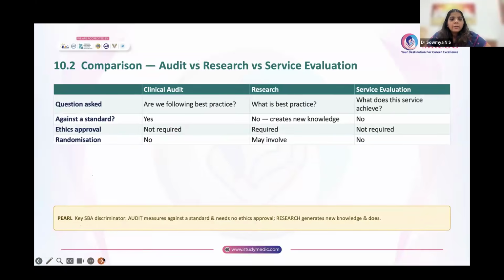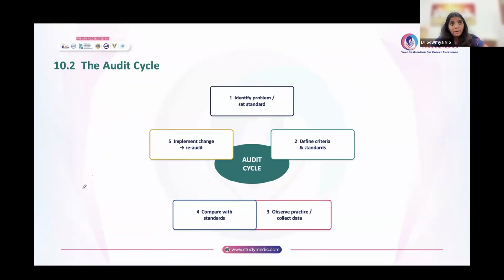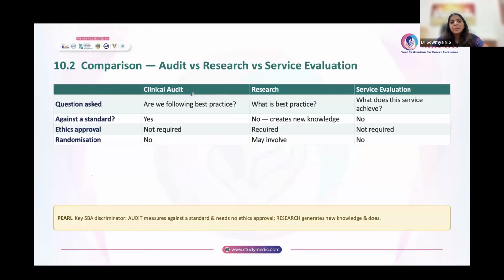Okay guys, fine. Now there are three things which people are always worried about. In your exam, will they ask this? No, but they can ask different steps of an audit, and you must know what the different steps are, and you cannot learn by heart. If you understand the process, it's easier. That's why I took some time. Now, I've already mentioned audit and research, and service evaluation is something which looks only into how the service has been provided.